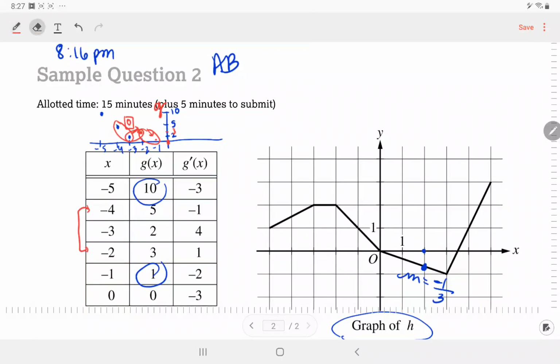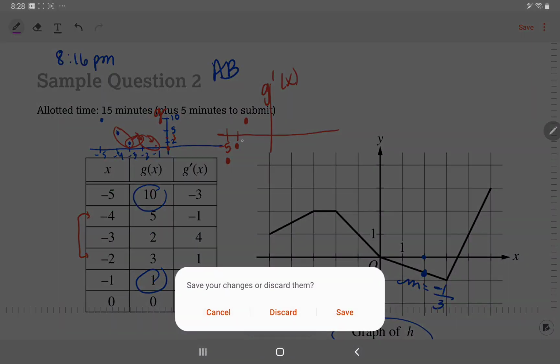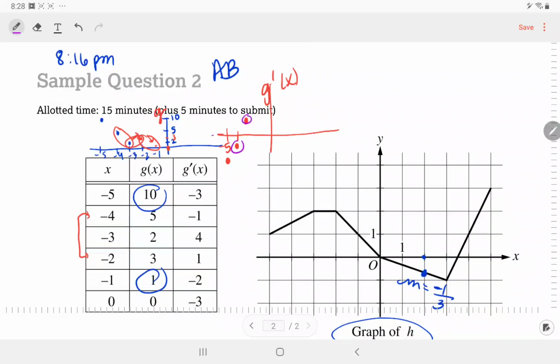I'm sure there's a theorem. So I also want to do the G primes because the G prime would be intermediate value theorem. So I think the G prime might be easier actually. Let's do the G prime. Okay, so this is going to be G prime over here. This is G prime, and we'll see if I get the same section. So G prime is -5, -3, and then at -4, it's -1, and then at -3, it has to be 4.